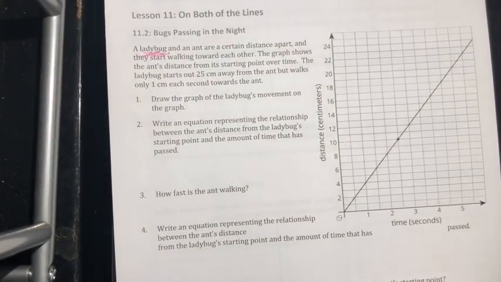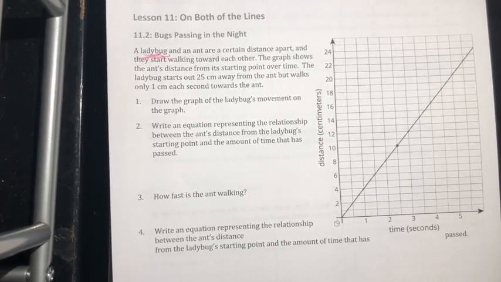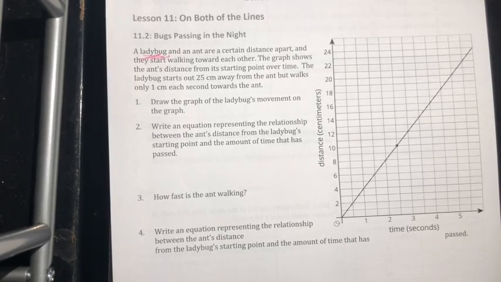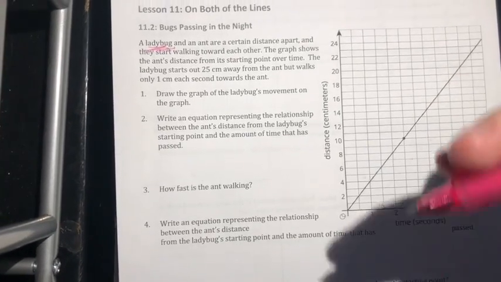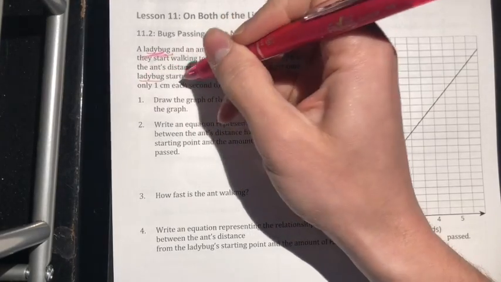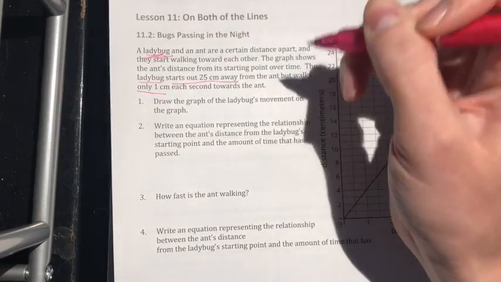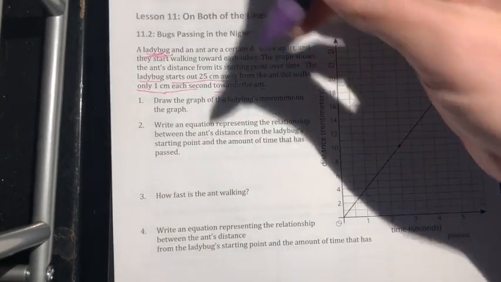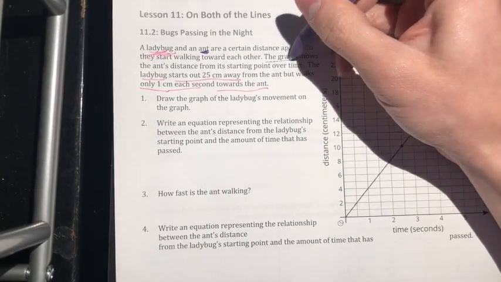So ladybug and an ant are a certain distance apart, and they start walking towards each other. The graph shows the ant's distance from a starting point over time. So the graph shows the ant. The ladybug starts out 25 centimeters away from the ant, but walks only 1 centimeter each second towards the ant. So the ladybug starts out 25 centimeters away, walks 1 centimeter each second towards the ant. Okay. And then the ant, we'll do the ant in purple. The ant is already on the graph, so the graph shows the ant.